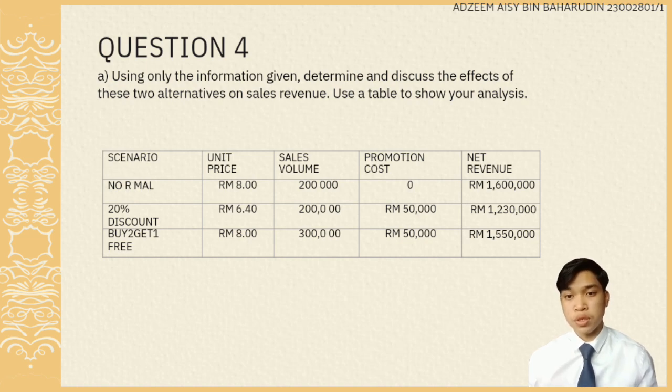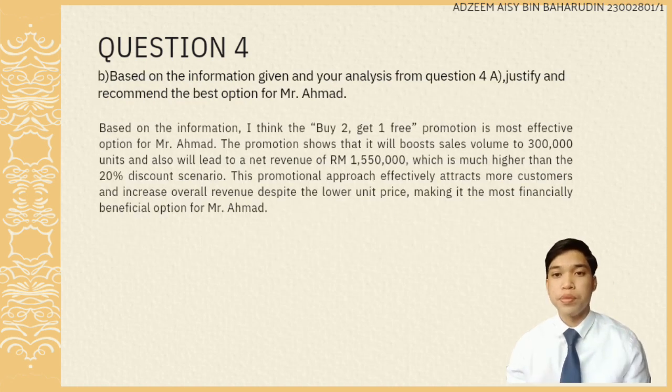Next, the second scenario is buy 2 and get 1 free. The unit price is the same, which is 8 ringgit, but the sale volume increased by 300 units, and we got the same promotion cost, which is 50,000 ringgit, and the net revenue, as we calculate, we got 1,550,000 ringgit.